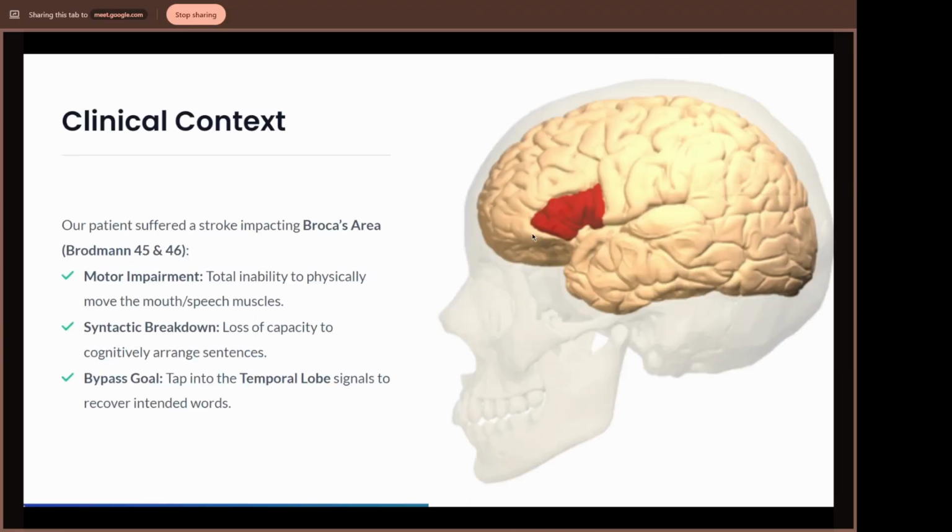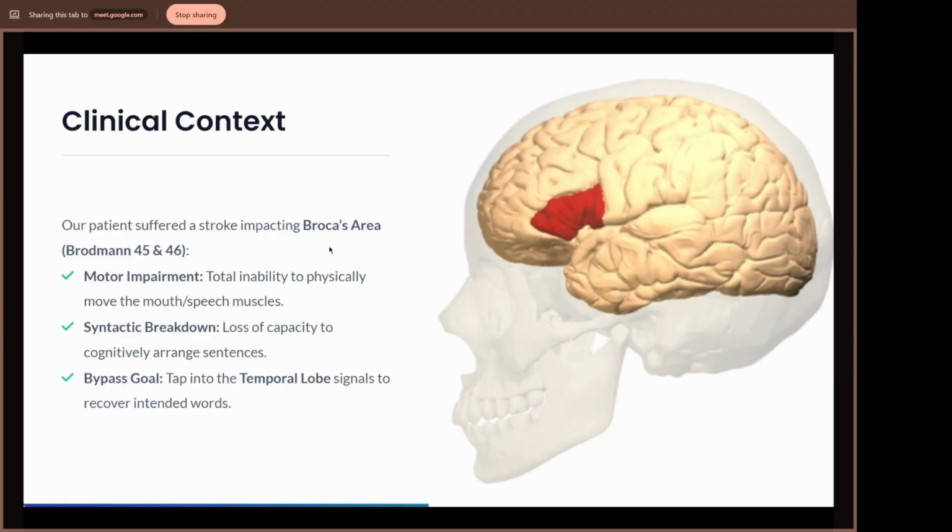It's here. If you can see this, it is the area in the brain. Because he had a stroke in that area, he cannot speak. He has problems with ordering the words and also with phonetics. So currently, he has the inability to move his mouth and the muscles for speaking.